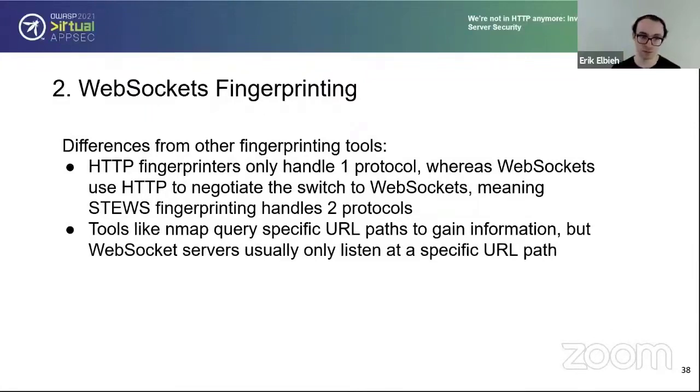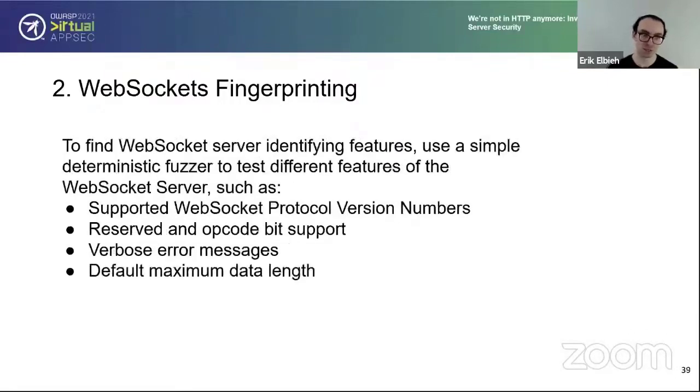And then the second difference is that tools like Nmap or others can actually query different URL paths to try and figure out what's going on with the back end. So perhaps an error page will actually tell you what the name of the server is. But keep in mind that WebSocket servers are usually only at a specific URL path. So we can't really do that. We can't navigate it like a website. It's just one URL path, and that's pretty much all you've got. So less information we can gather there.